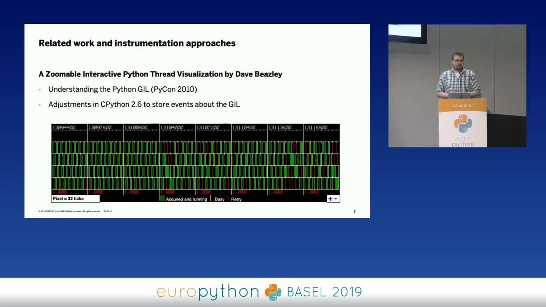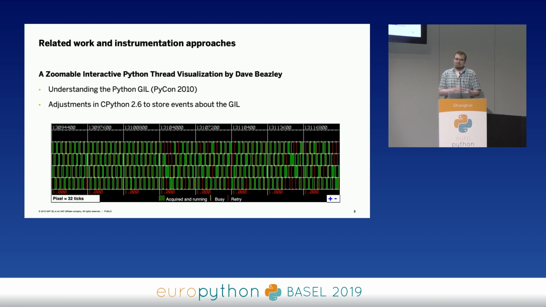So there is some related work. There's, for example, a super interesting talk by Dave Beazley from PyCon 2010. But it's actually quite up to date because it already talks about the new GIL implementation, which we have in Python 3.2. Within his talk, he explains how he measured the GIL contention and stored the data so that he was able to generate such a nice graph.